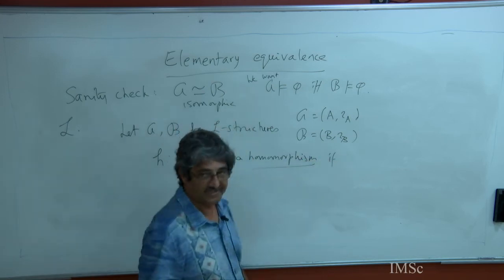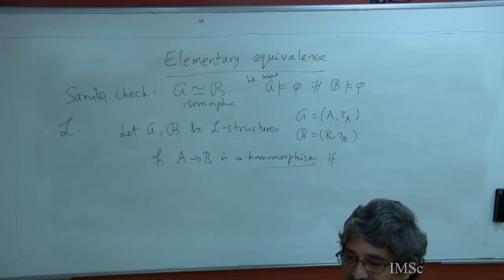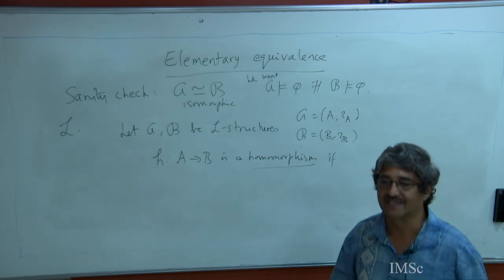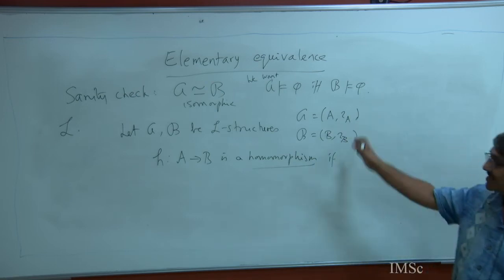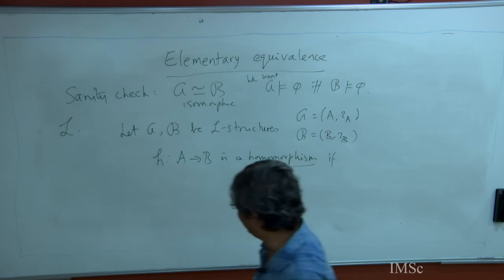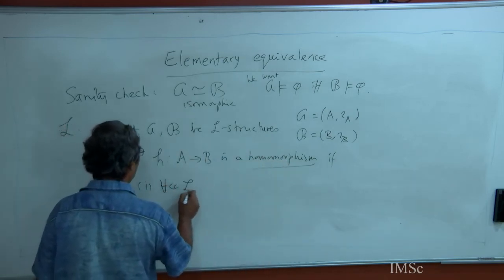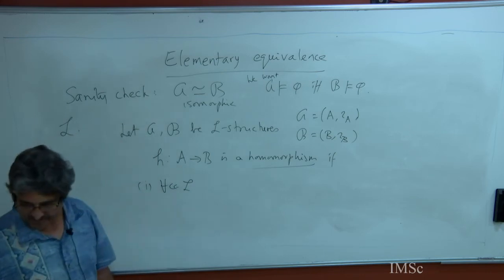Well, what's a homomorphism? It preserves structure, right? A homomorphism is a map that preserves structure. Now, what is the structure that you want to preserve here? The interpretation should be preserved, right? So, therefore, first condition: L has some constant symbols.